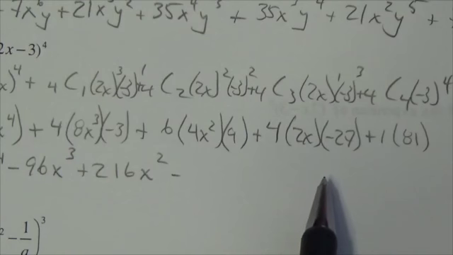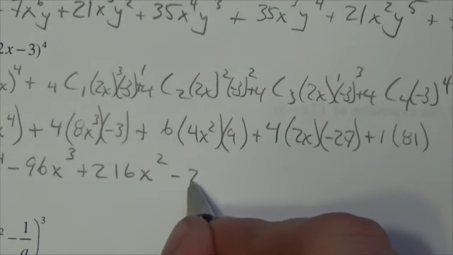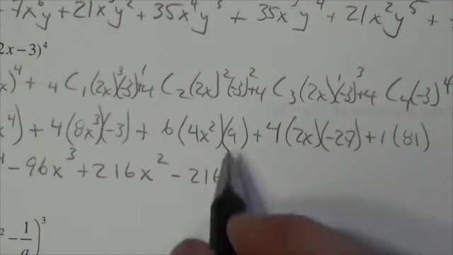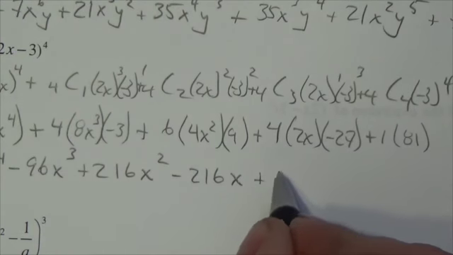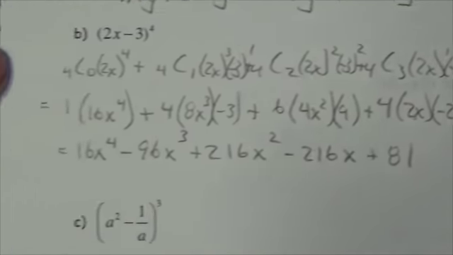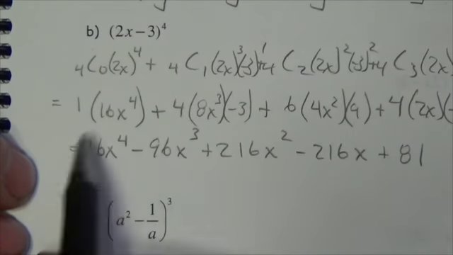Then we're going to have 4 times 2 times negative 27 there. Okay, so negative 27, just doing this on my calculator. Now here we get negative 216x to the 1. And then here we've got 1 times 81, which is just going to be 81. And so there we go. That's how you do it.